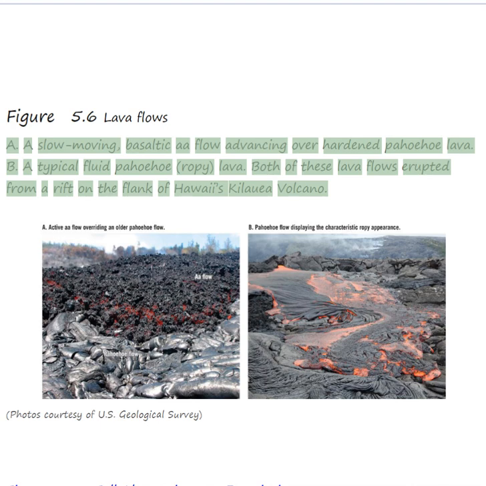A, a slow-moving, basaltic AA flow advancing over hardened Pahoehoe lava. B, a typical fluid Pahoehoe lava. Both of these lava flows erupted from a rift on the flank of Hawaii's Kilauea volcano.